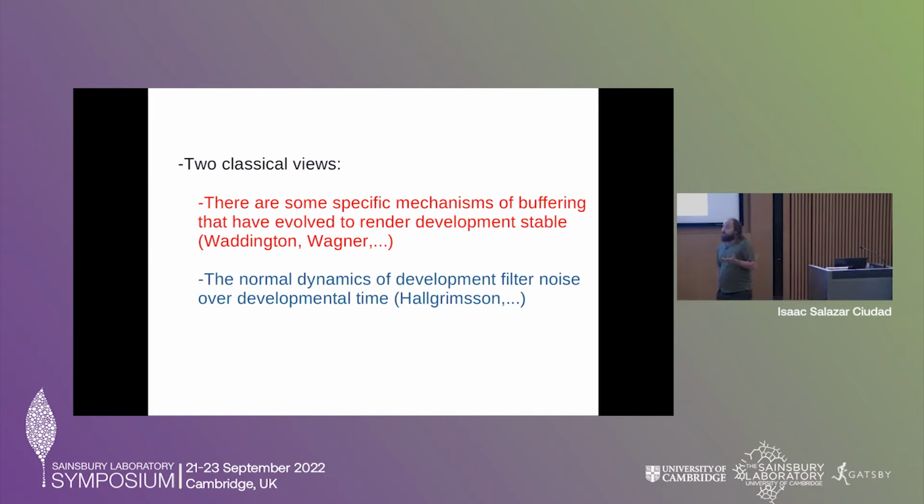And there are two classical views about that. The first one, by Waddington and colleagues, is that there is some specific buffering mechanism that has evolved to render development stable. So it's a robustness of development, a property that has evolved on purpose somehow. The other way to think is that no, there's no real buffering mechanism, but development, by its normal way of proceeding, filters noise. That's, simplifying, the two extremes about how people understand robustness in development.